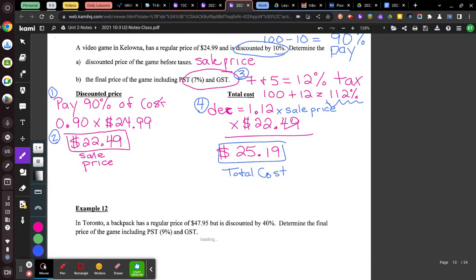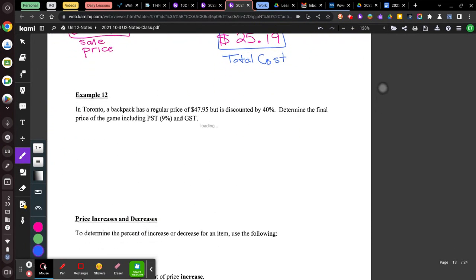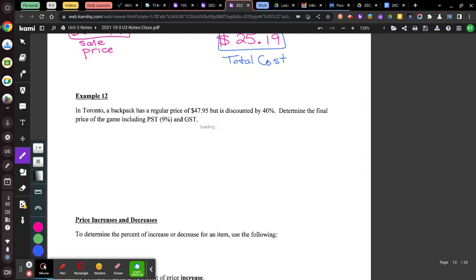Okay, so everybody, let's get together on example 12. So now we've got Toronto. Toronto, they have a PST of 9%. They pay the most. So they have 9% and GST of 5%. So the tax is 100% plus 9% plus 5%, which is 114% for tax. Okay, that's going to be for our step 4 coming up.